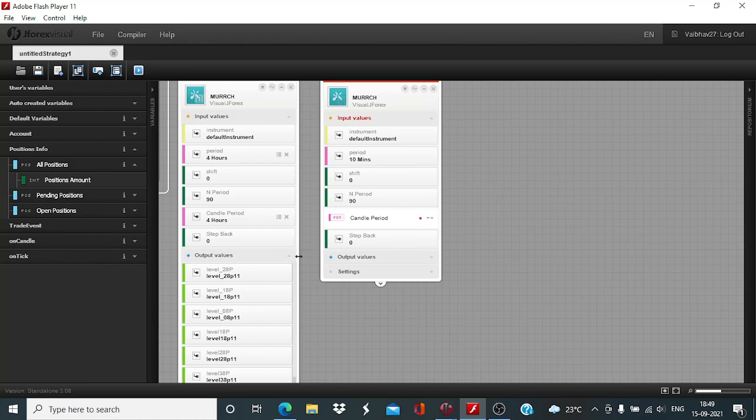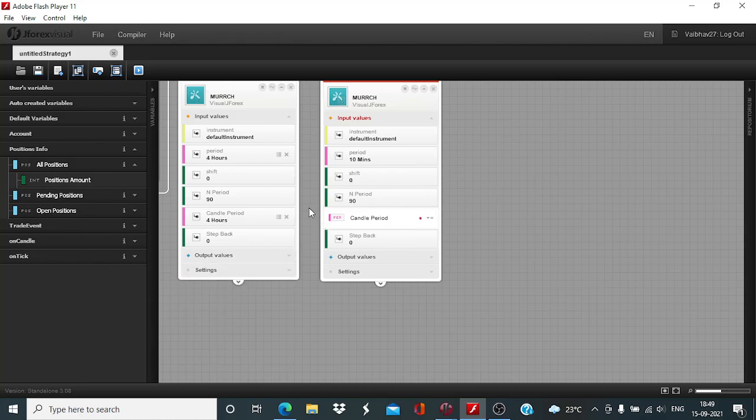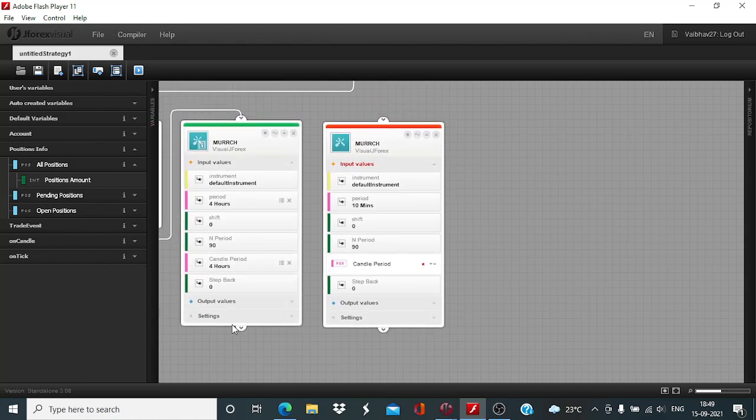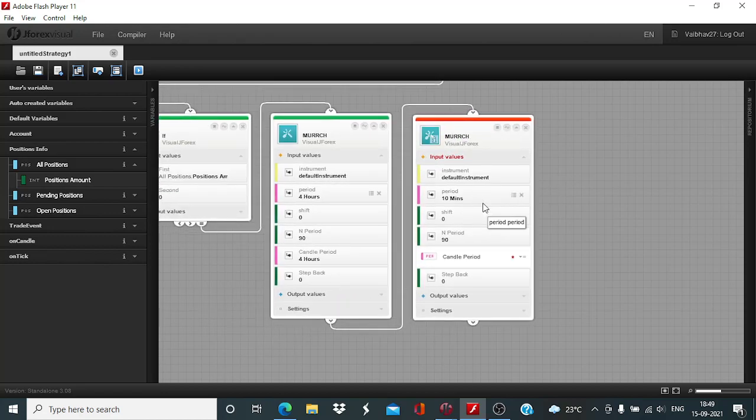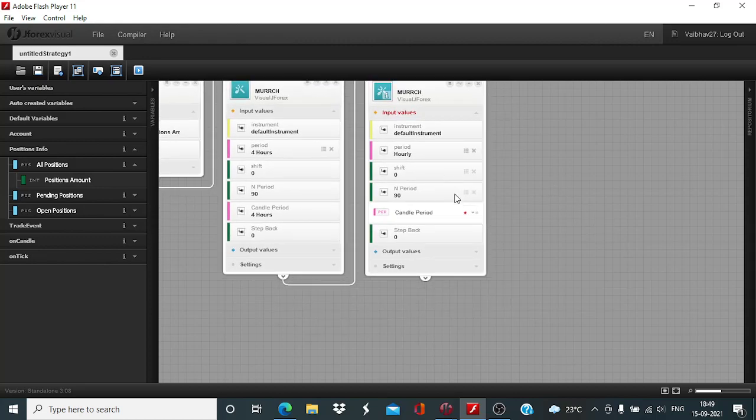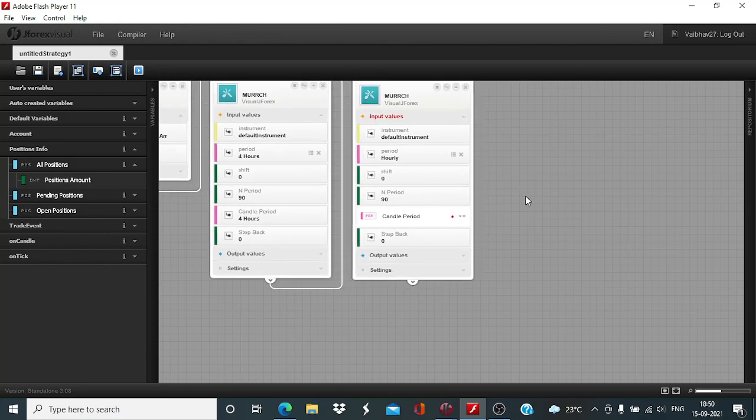Now add one more Murray's channel block, and I will join it here. This will be of hourly candle period. Value 0. We will be utilizing the current values, which are going to be calculated using the 90 hours data. Candle period is going to be hourly.